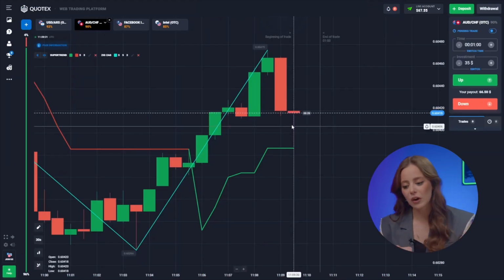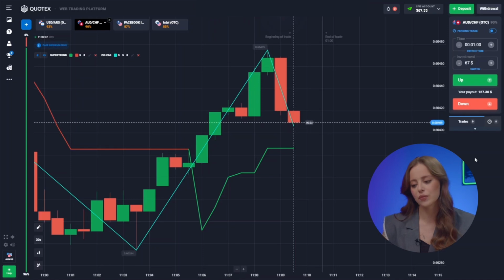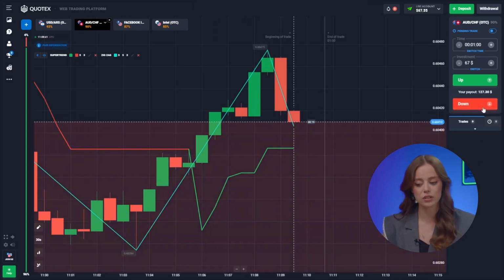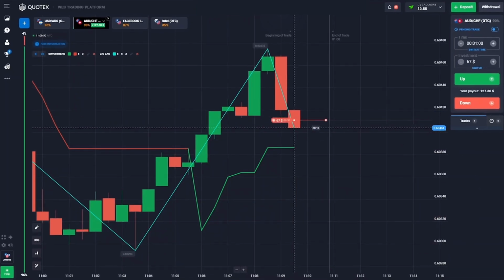Okay, moving on. Here we see that the zigzag indicator has marked a peak. A large red candle confirmed that the bears have taken over, signaling a trend reversal. So, a downward movement makes perfect sense.